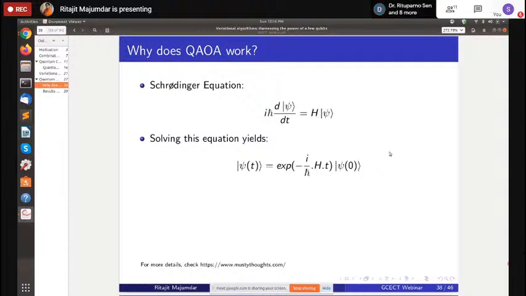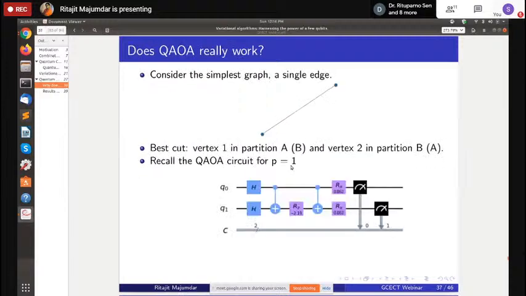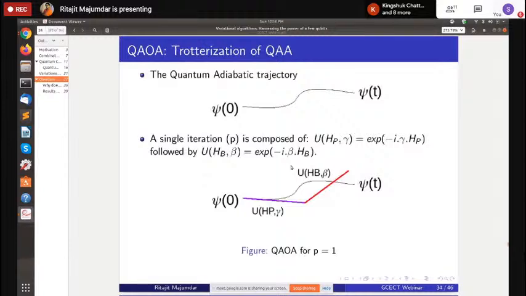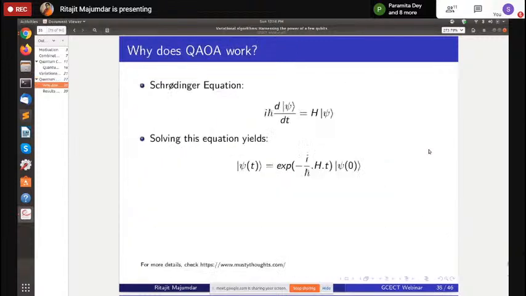And here, if you see U_HP, U_HP has this exponential of minus i gamma H_P. And the Schrodinger equation says it is somewhat the same, so gamma and t. This parameter gamma is actually some sort of time. That is what we also saw when we were breaking the analog trajectory into digital trajectories. It says how big the length of the line should be, or in other words, how long you should operate this operator. Fine? So basically what U_HP is doing is taking the initial state and driving it towards the final state.